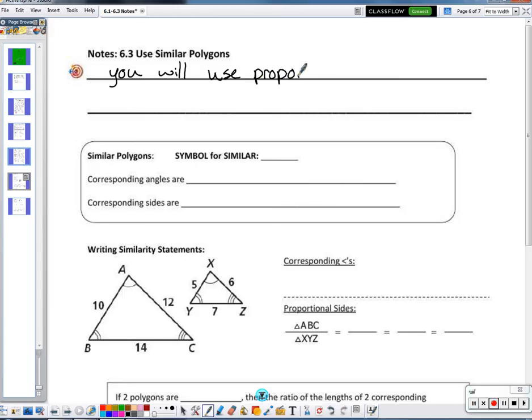Use proportions to identify similar polygons. So there's two new words here that we have to discuss. The first word is similar. Okay? You have heard that word before.